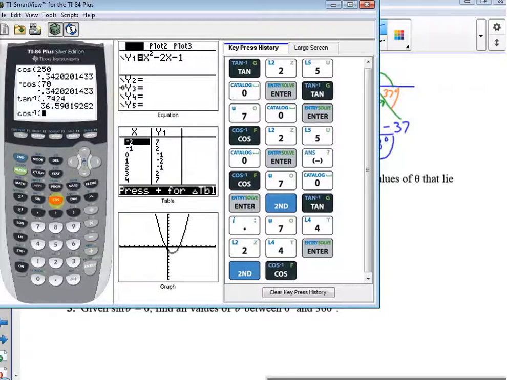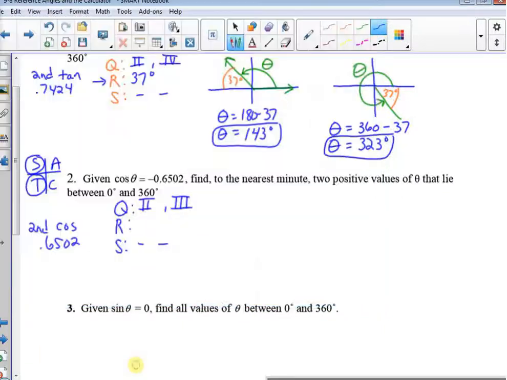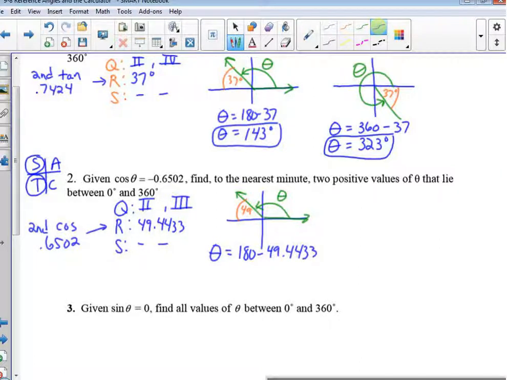So second cosine of 0.6502 is about 49. This one says to the nearest minute, so I'm going to go like 49.4433. Okay, so now I'm going to set up my diagram in quadrant 2 and draw my angle that I'm looking for. That's what I'm looking for. Here's the reference angle that I know is about 49 degrees. So I'm going to figure out theta, again, by taking 180 minus that 49.4433. And I'm going to DMS it.